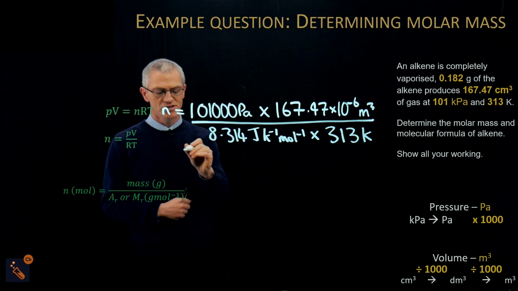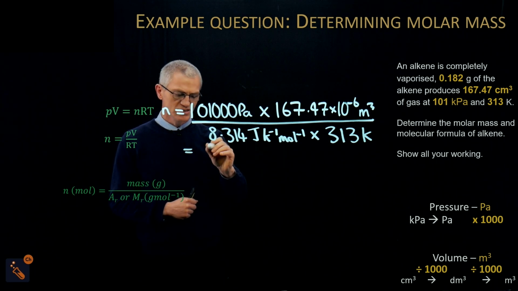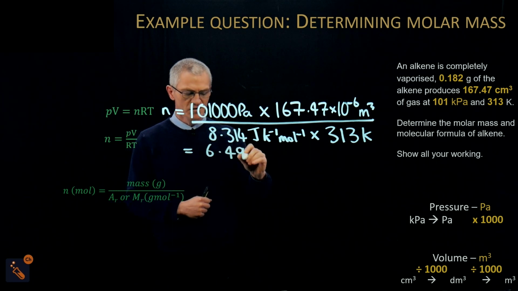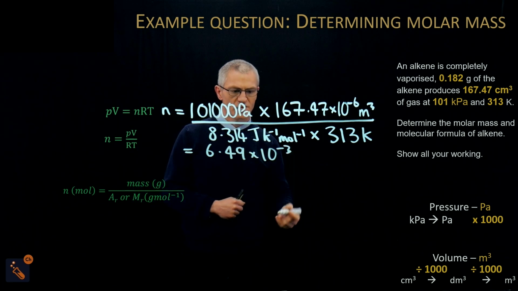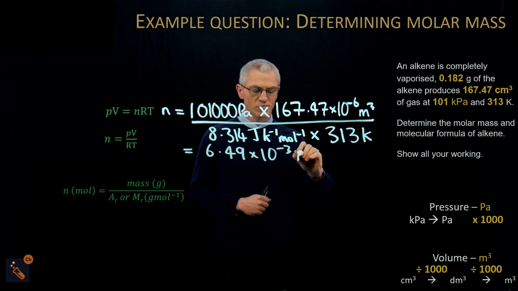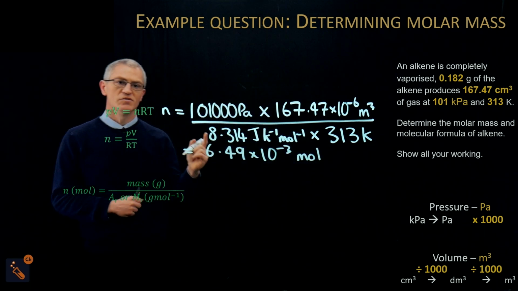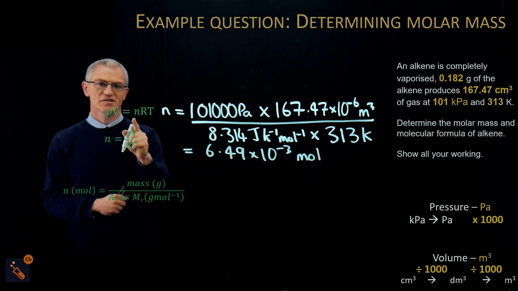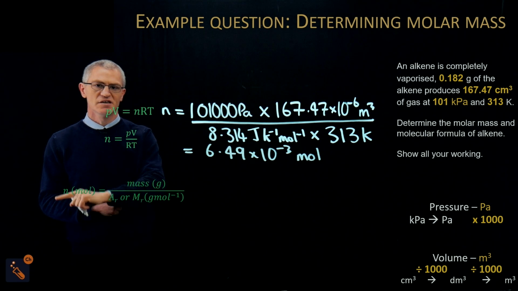So if we do this, that is then going to equal 6.49 times 10 to the -3. Okay, and that is our number of moles. So we've worked out our number of moles. Remember, that is our n. That is our n, okay, when we've rearranged it. And then this is our n down here.